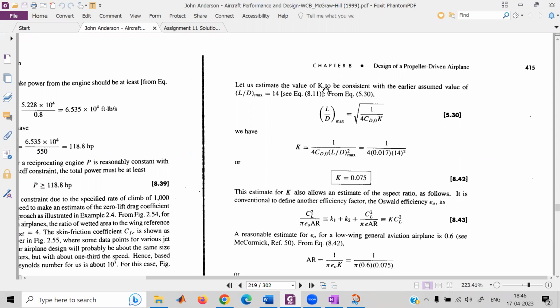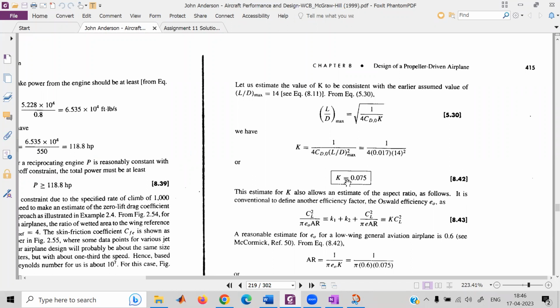L by D, we know pretty much, we have taken 14. During the range calculation, we had assumed a certain L by D. Not assumed, for a typical aircraft it's more than 10, so we took 14 for safety. So L by D is known for us. CD naught we just computed. We can come up with K now. So K is known to us now.